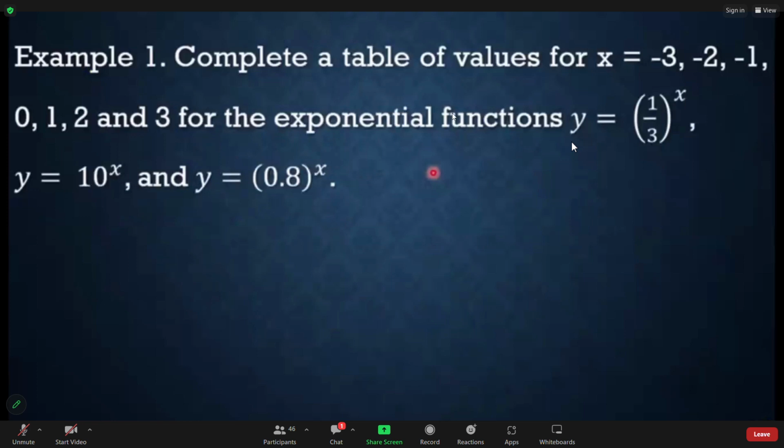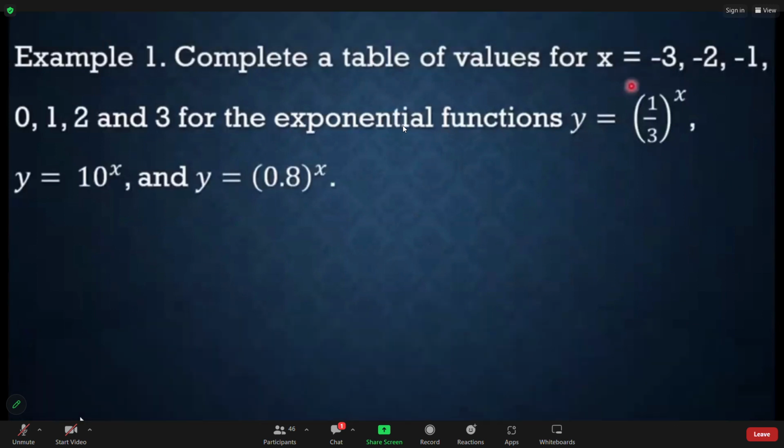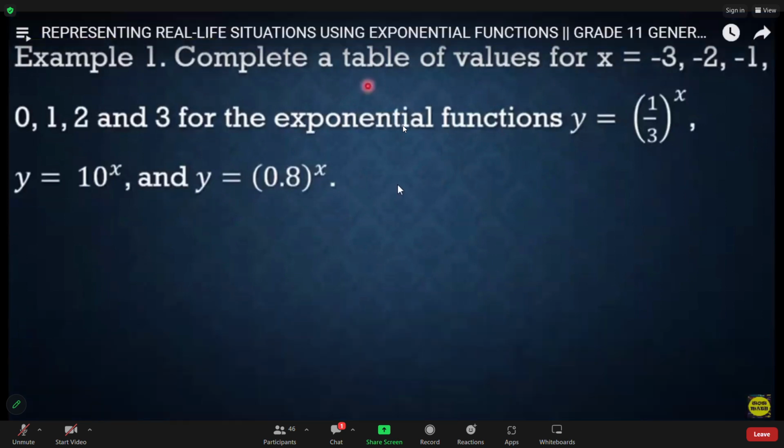2, negative 1, 0, 1, 2, and 3. Okay, we have a given function here, and then we substitute the given values, and so I try to construct a table.